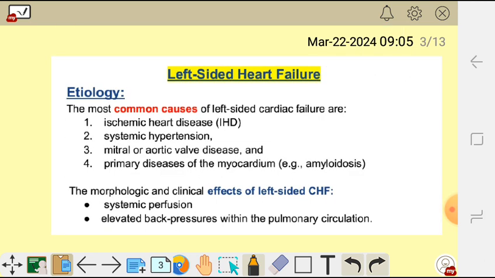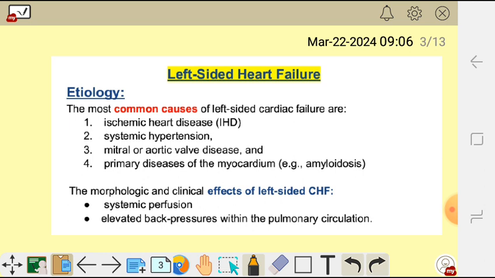Apart from these three, we also have primary diseases of the myocardium, such as amyloidosis. This is simply accumulation of misfolded proteins in the myocardium. If this accumulation is excessive, it will alter the contraction of the heart. It will disturb the myocardium from stretching properly, and that can lead to left-sided heart failure.